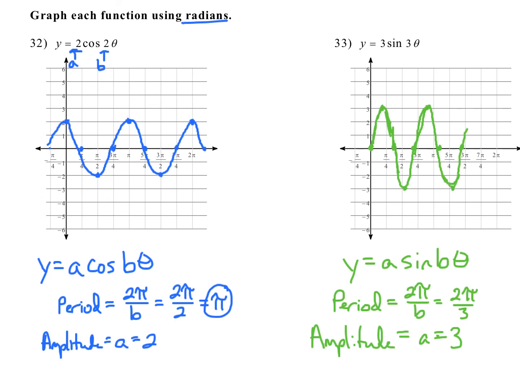Hopefully your graph looks a little bit better. My stylus doesn't always cooperate. Okay, and that does it for the final exam review.